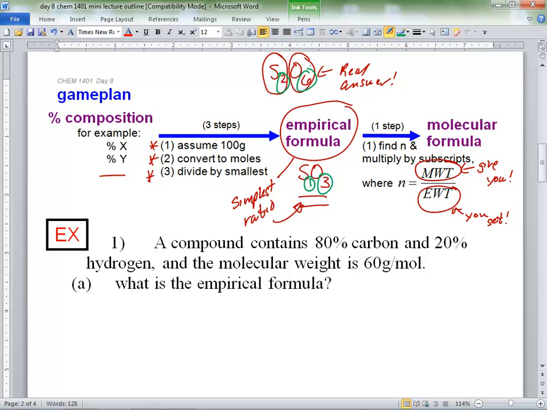So if this was the question, you divide the molecular weight, which they give you, by the empirical weight, which you calculate, you're going to get 2. Oh, I got 2. So my answer is S2O6. Right? Just multiply the subscripts by that little n. And n is molecular weight over empirical weight. Okay, make sense? So let's clean this up so you can follow the game plan here.